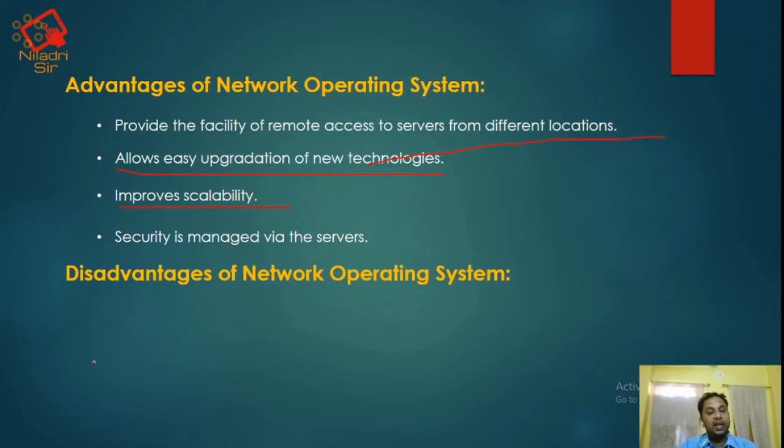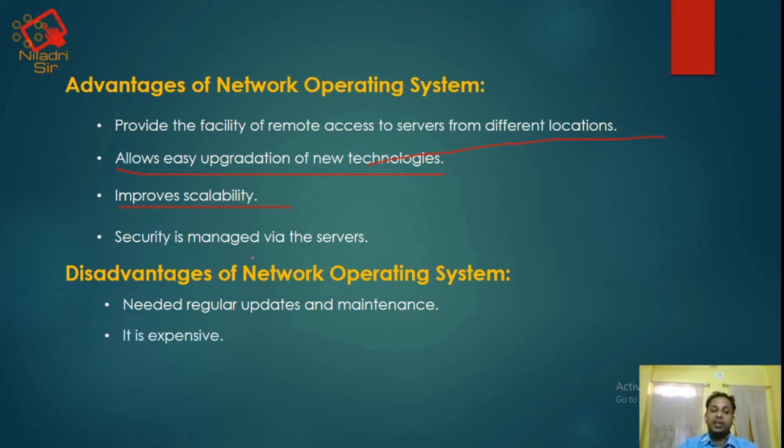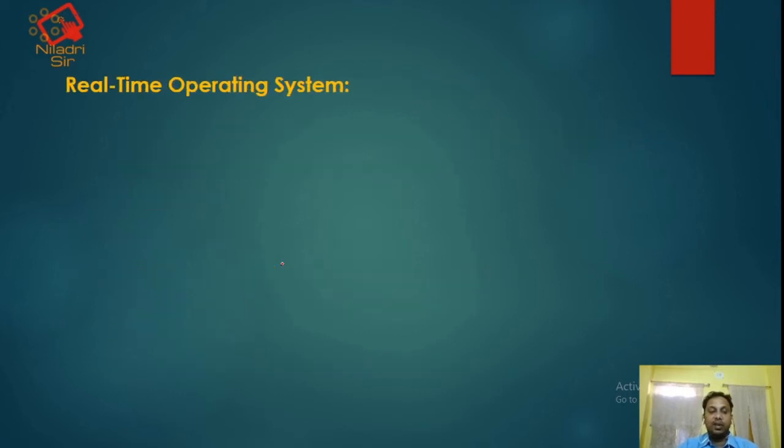And what are the disadvantages? Number one, it needs regular updates and maintenance. As you are working on a server, your network and internet are required, and for that you have to regularly update and maintain it. It is expensive, and many operations depend on a central location. It is totally dependent on the server machine. So next, we come to the real-time operating system.